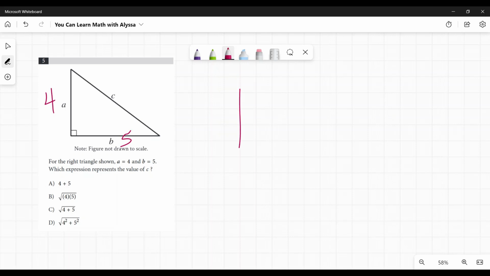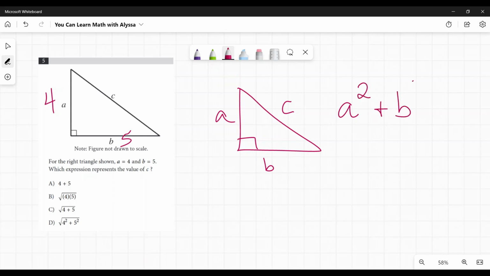The Pythagorean theorem says that if you have a right triangle with sides A, B, and C, then the length of side A squared plus the length of side B squared equals the length of side C, or the hypotenuse, squared. So if I plug these numbers in, 4 and 5, for A and B, and I plug them in over here as well, 4 and 5, what would C be?